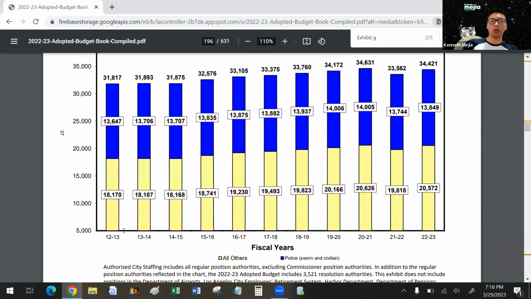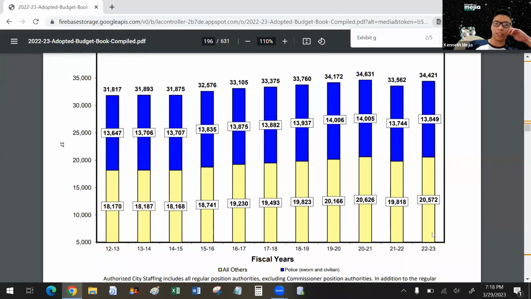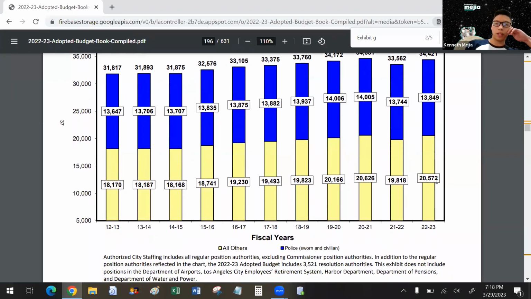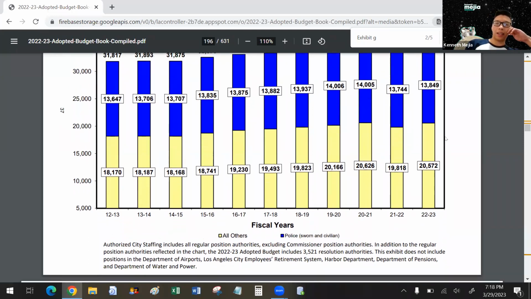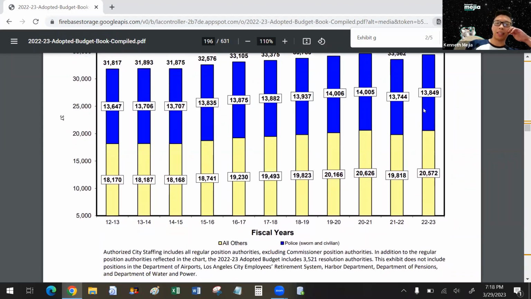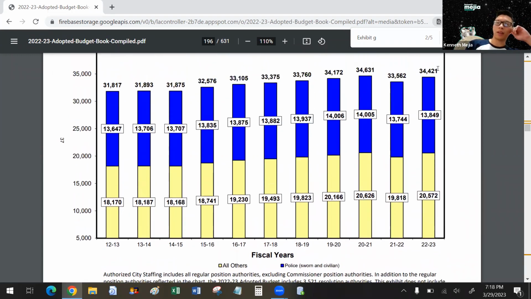And the cool thing is it shows you over time how many positions were authorized in the city of LA. So you could see here in the current fiscal year, we authorized to have 20,572 city employees. And then if you look up here, this 13,849 specifically shows how much of those are our police. So in total, there will be 34,000 authorized positions.